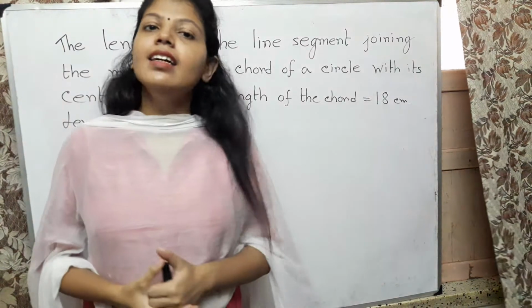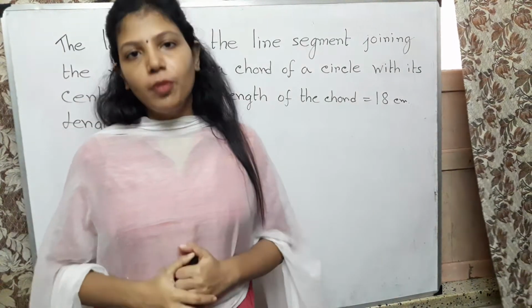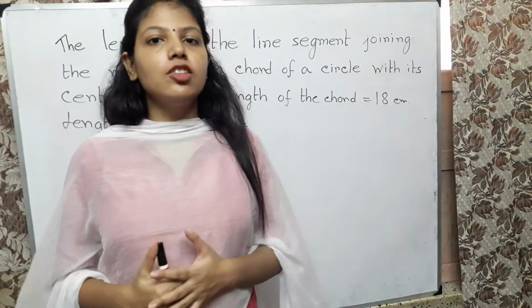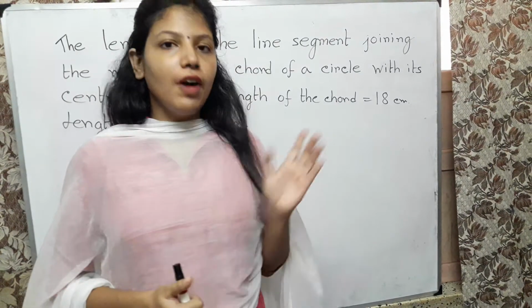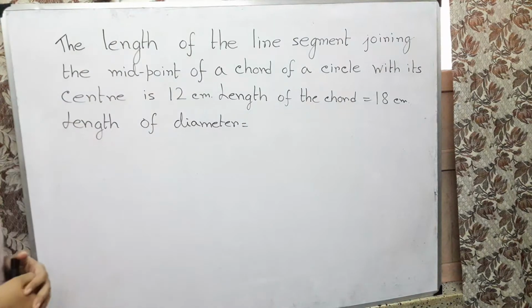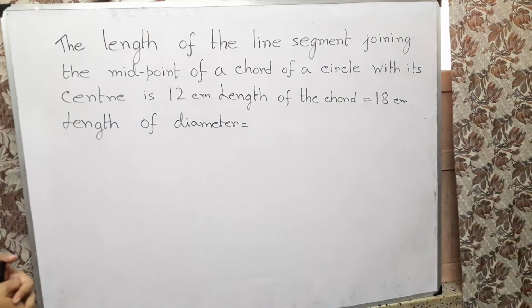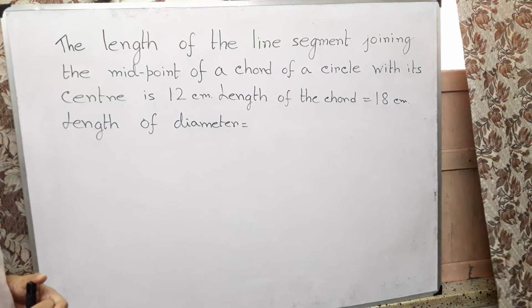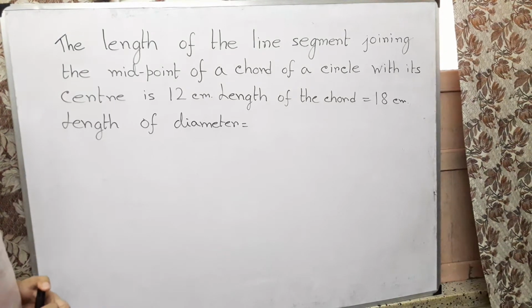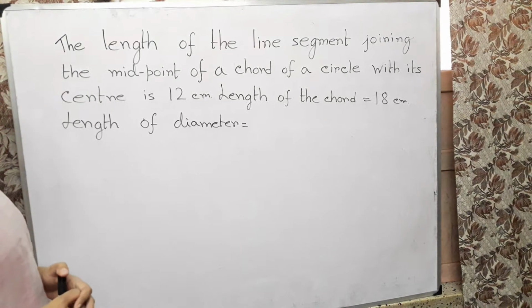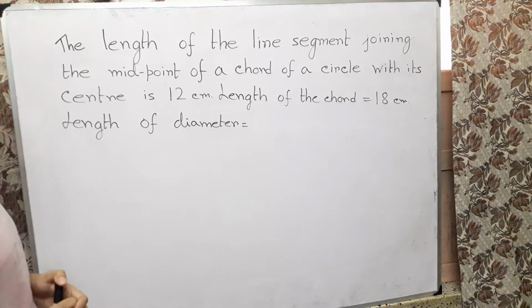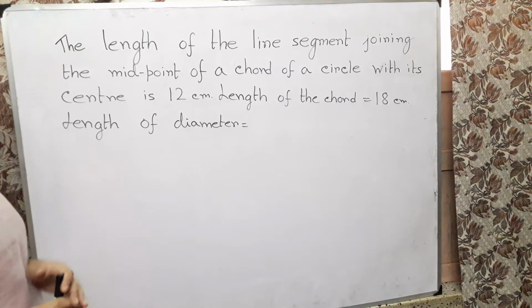Hello class 10. Today I will discuss some numericals and applications based on previous theorems. So first, what is sum number 1? The length of the line segment joining the midpoint of a chord of a circle with its center is 12 centimeter. Length of the chord is 18 centimeter. We have to find the length of diameter.